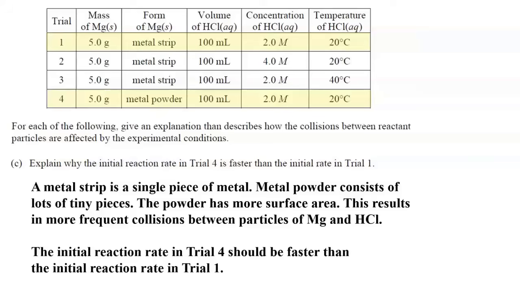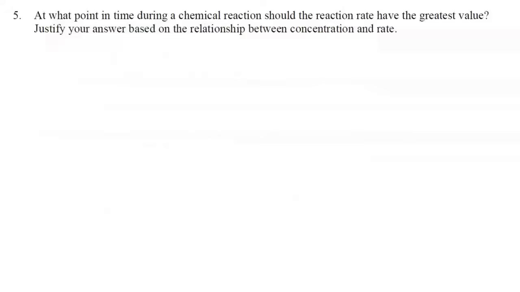So comparing 1 and 2, it was a higher concentration. Comparing trials 1 and 3, it was a higher temperature. And comparing trials 1 and 4, it was a greater surface area. All of those changes increase the frequency of the collisions between the reactant particles, leading to a faster reaction rate.